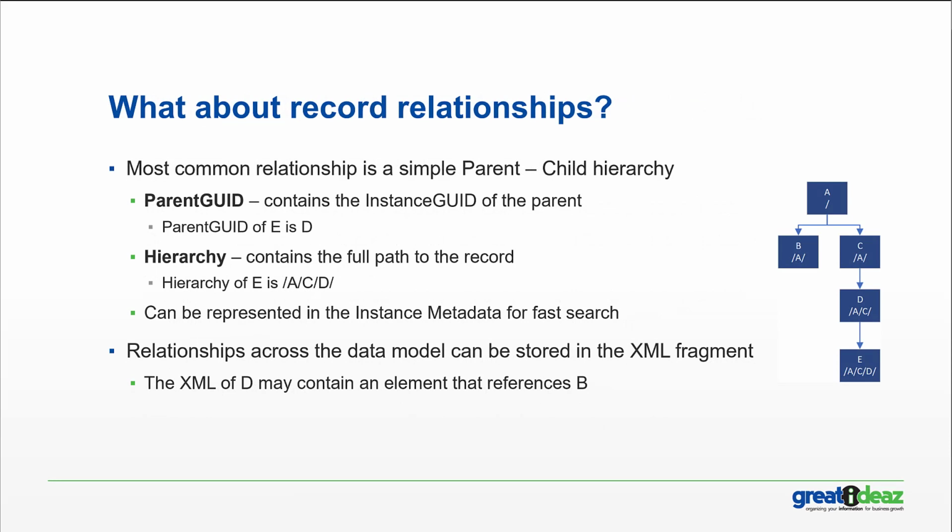So when we were looking at our instances table, you would have noticed 2 other fields in instances, a parent GUID and a hierarchy. One of the most common relationships that is really meaningful within a relational database is essentially a parent-child hierarchy. So for example, a parent could be a customer, and then within a customer, I might have an order.